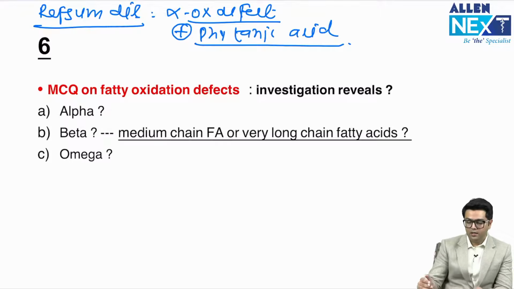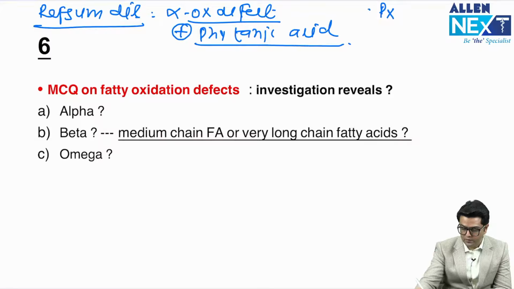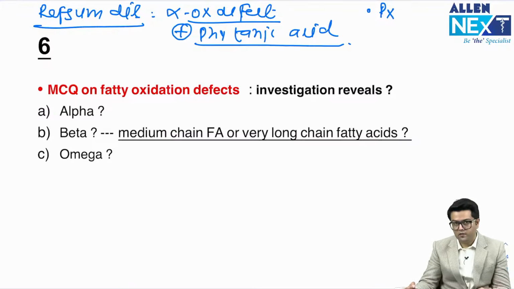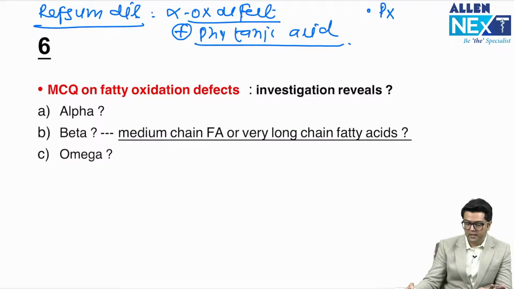Alpha oxidation occurs in peroxisomes. What is the site of alpha oxidation? Peroxisome. So we can say this is a peroxisomal disease, right? Alpha oxidation defect causes accumulation of branched chain phytanic acid, and there are some clinical features like retinitis pigmentosa and polyneuropathies. So that is alpha oxidation we do for phytanic acid.